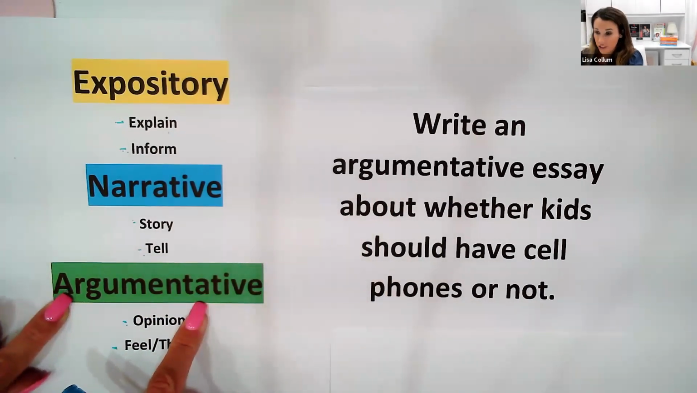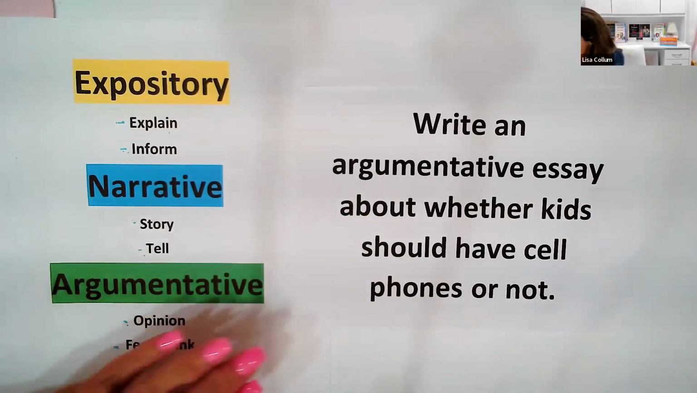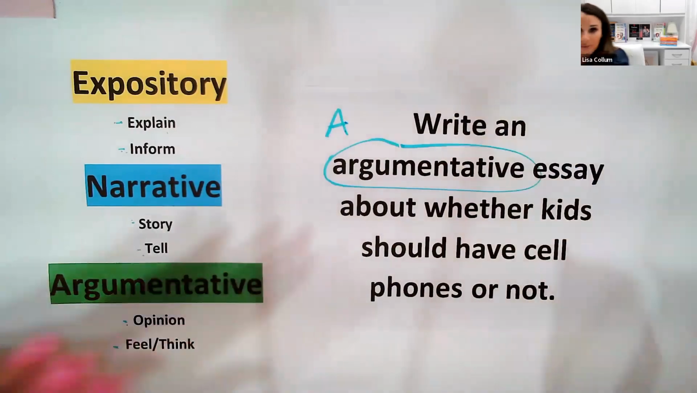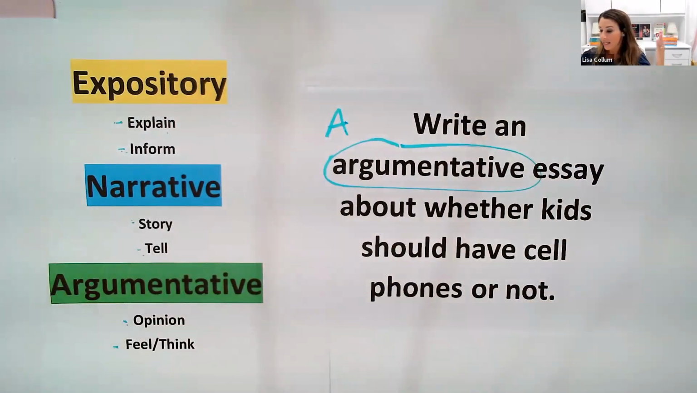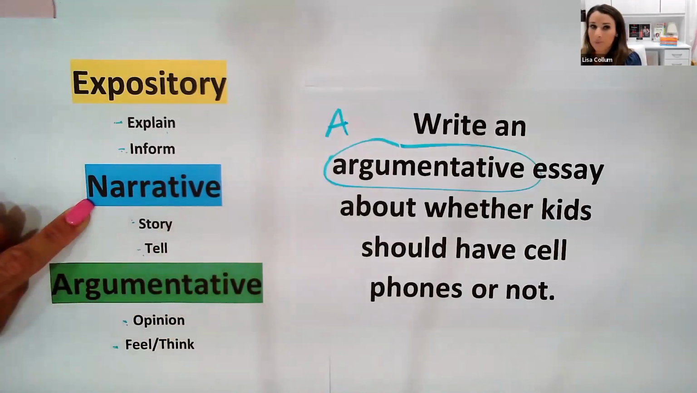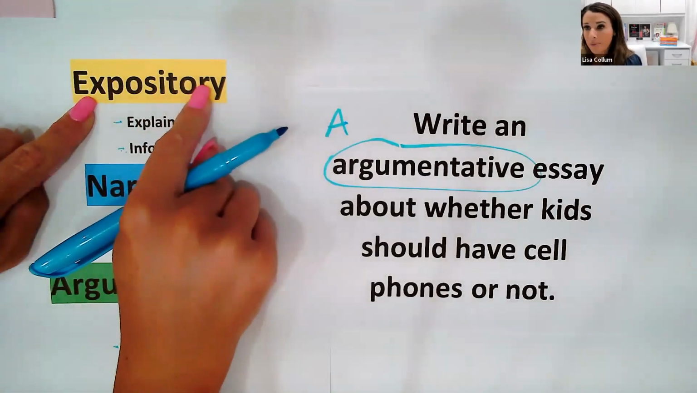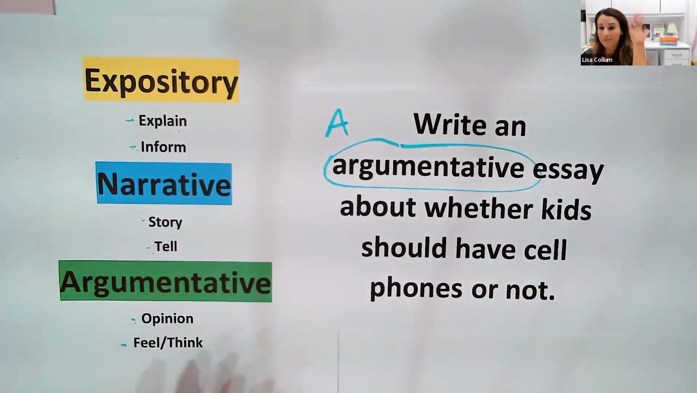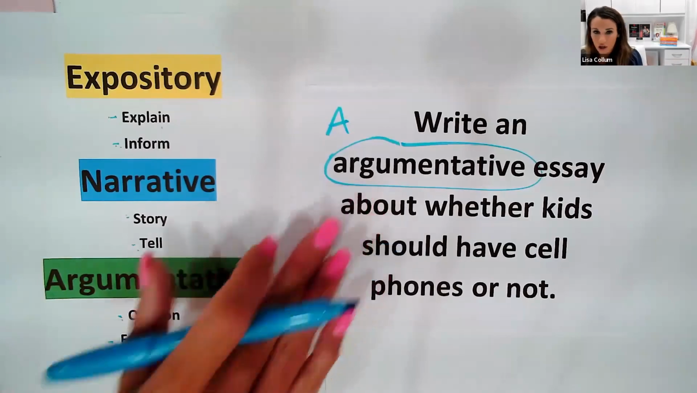It's not even a key word. It's just telling us write an argumentative. So that's what the key word is, argumentative, and we're writing an argumentative. That one's easy. It may say write a narrative about blah, blah, blah, or write an expository about blah, blah, blah. Sometimes it'll have this word just right in there, and that way you automatically know what type of essay it is. Okay, so this one is an argumentative.